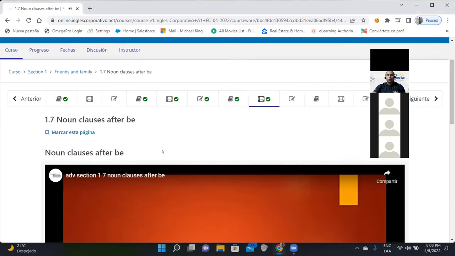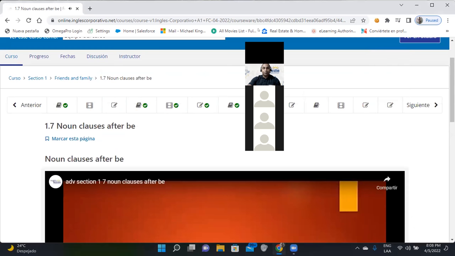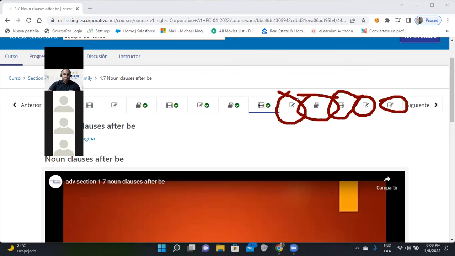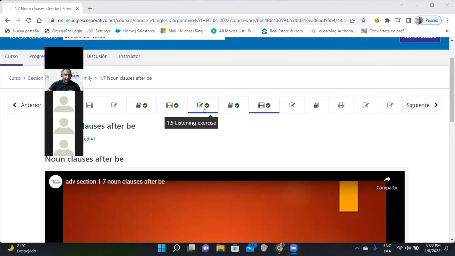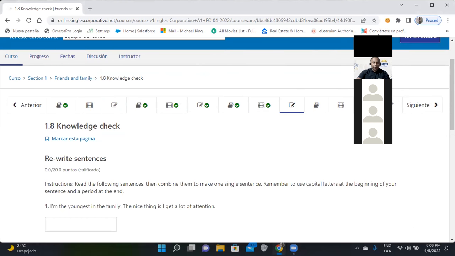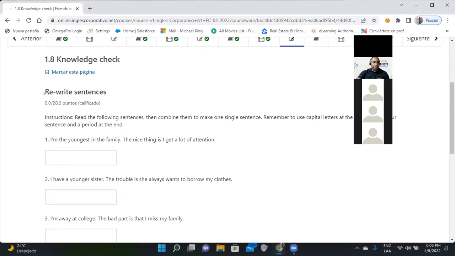Okay. We're going to see if we can finish this unit today. We still need to look at this section, the video, this, and this knowledge check. So we have a lot of work to do. So let's go ahead and get started and look at the following one. The following one is a knowledge check. For this knowledge check, you are going to rewrite the sentences.